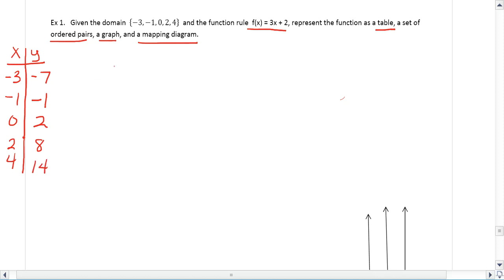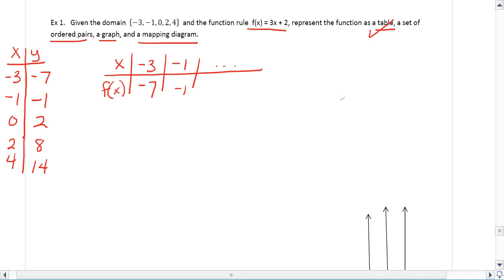I would like you also to know that sometimes your book puts a table sideways in this format. And they don't always put a y here. Sometimes they'll put f of x. But you know that f of x and y are the same thing. So again, the input would be where the x is, and then the output would be where the f of x is, which is the same thing as y. All right, so we'll check this off. We're done with the table.